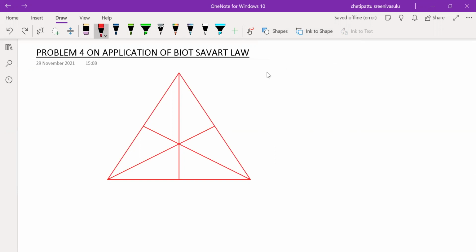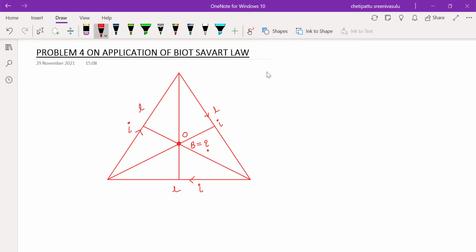Now this side length you assume as L. The side length of this triangle is L. And at this point, what is the magnetic field at centroid O due to this equilateral triangle? Current is passing, you assume, along this direction. So at point O, we need to find out the magnetic field.